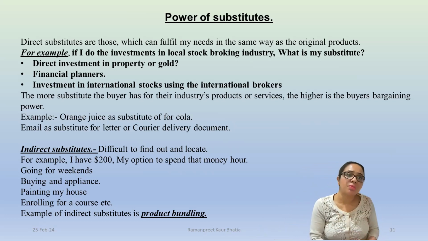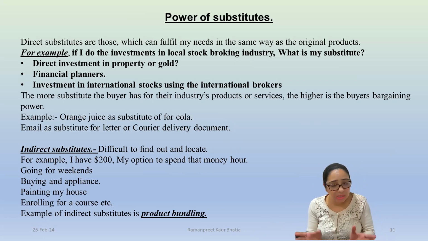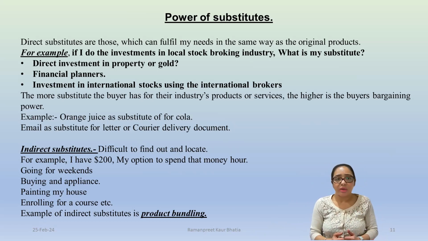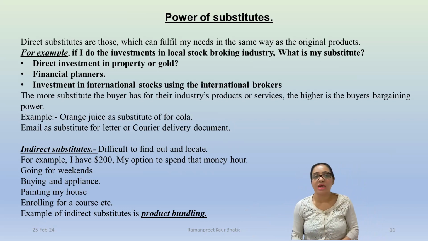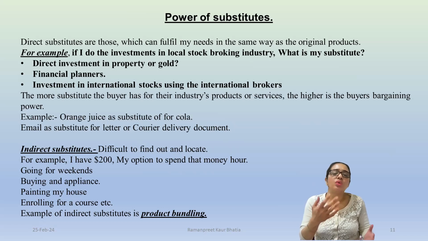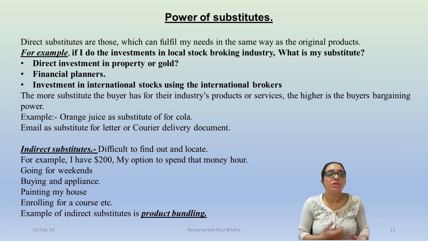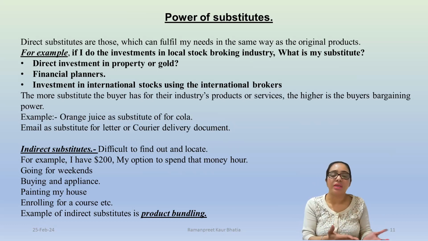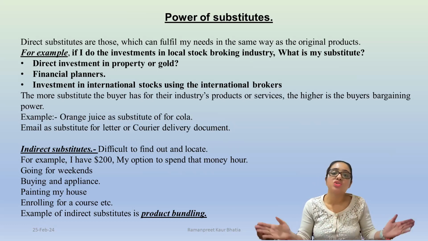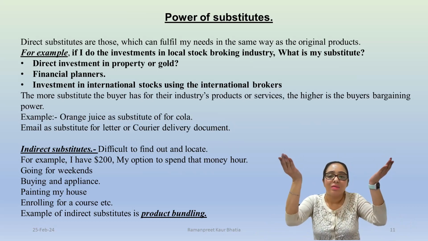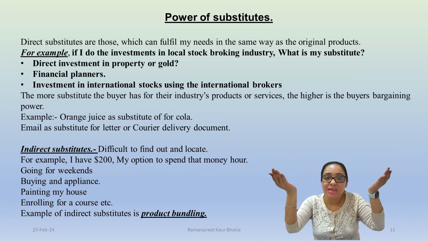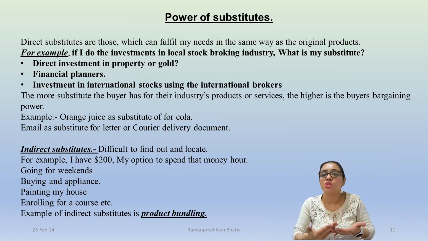I can go to financial planners, or maybe I am not investing in my local industry, I'll go international, and I'm dealing only with the international brokers, and I'm investing only in international stocks. So these are substitutes, right? We just now studied about the power of buyers. If there are a large number of substitutes available, the power of buyer is high, because the buyer has a choice wherever he can switch over, right?